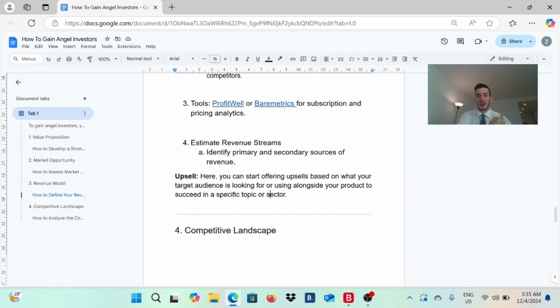Upsell. Here you can start to offer upsells based on what your target audience is looking for or using alongside your product to succeed in a specific topic or sector. Most startups right now don't focus on more than one product in the beginning, which I don't recommend. I recommend you focus on multiple products that the same target audience is looking to get from you, because most of the time your target audience is not small, it is a huge target audience, correct? So they need many products or solutions that you can provide to them.